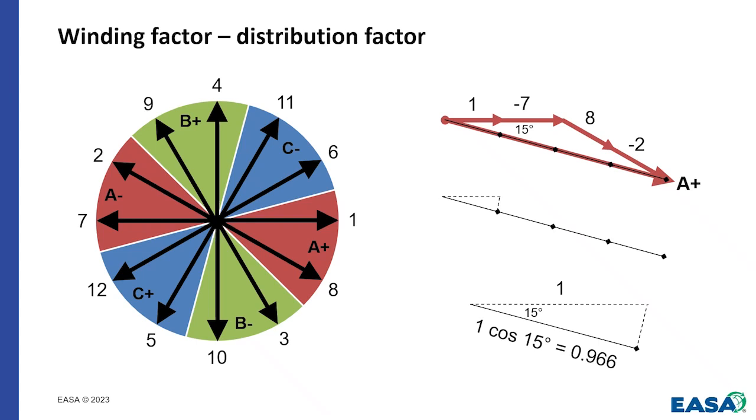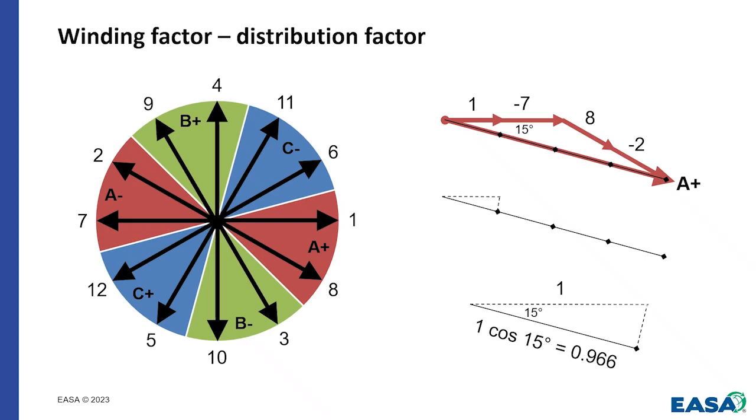If we look at the departure, let's just say, use the number 1 for simplicity. If each one of these was 1 long, then this dimension here would not be 4. It's only going to be about 3.8. It would be this 0.966 times 4. So that's the most we'll get, and that's really what we call our distribution factor.